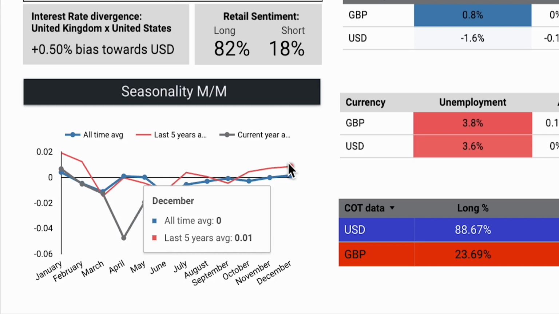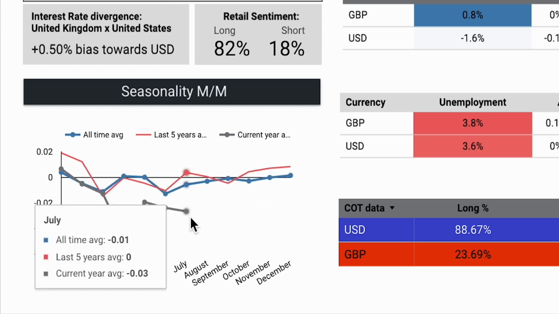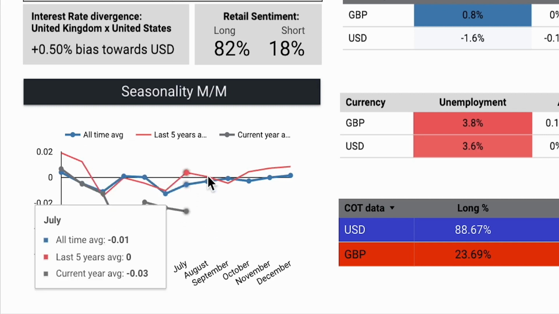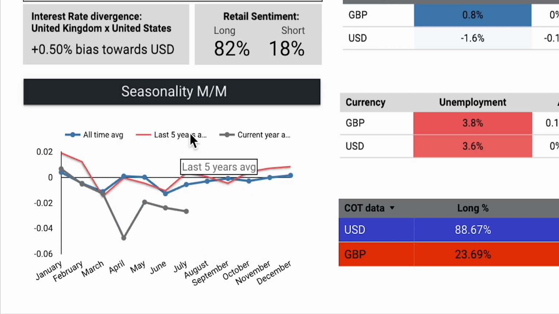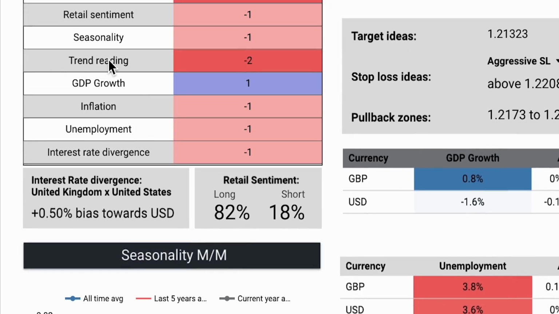So this could go either way. It is trending downward currently, so we could see that continue to trend downward. But later on in the year, we would expect it to start to be on the rise again, as shown in the all-time average and last 5-year average. So that's something to keep an eye out for. Trend reading, again, is the market trending up or down respectively. So we have a -2 score.